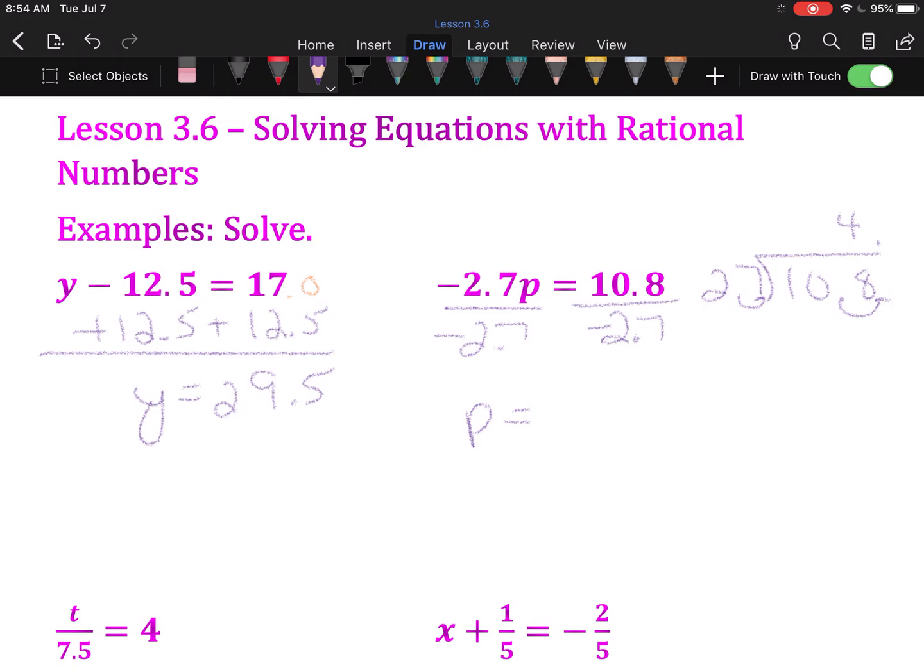4 times 20 is 80. 4 times 7 is 28. 80 and 28 is our 108. So P is 4, but remember, it was positive 10.8 divided by negative 2.7. Positive divided by a negative is negative. So P is negative 4.